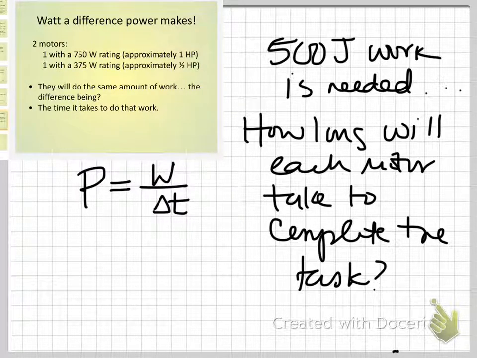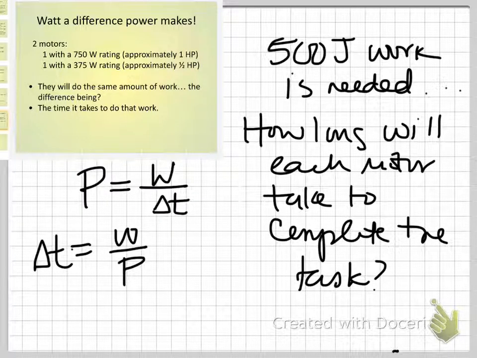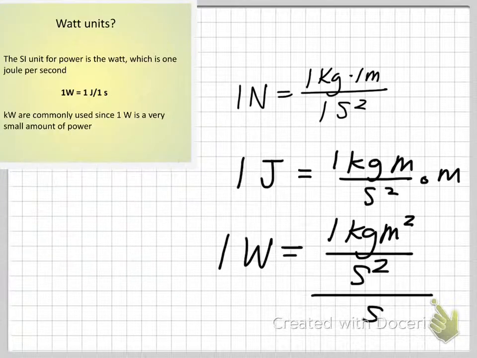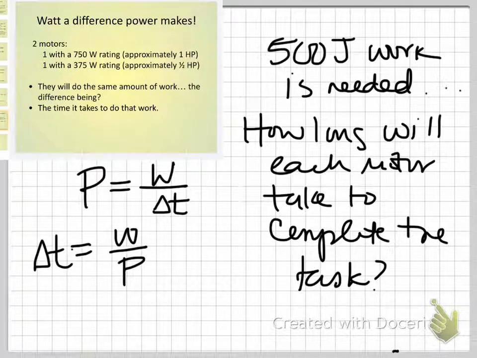Okay, so 500 joules of work is needed. We have the option for two motors, one with a 750 watt rating, one with a 375 watt rating. How long will each take to complete the task? Well, the fact is, delta T is equal to work divided by power. Remember your units. Your time is going to be in what units, based on all the dimensional analysis that we did? Seconds. So we're talking about seconds here.